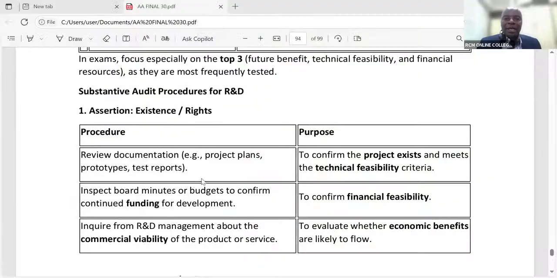Yeah, and you can see, ladies and gentlemen, I'm almost finishing this. Almost finishing this in less than 5 minutes. We should be out of this. You can see I'm 94 out of 99 pages.